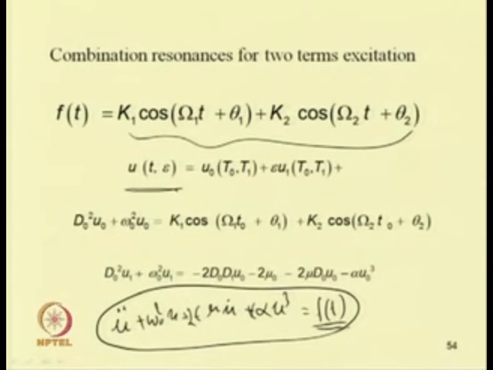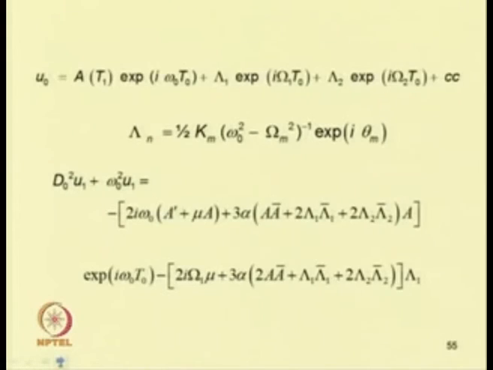In case of weak excitation or hard excitation, one can write the system equation in this form, that is D 0 square u 0 plus omega 0 square u 0 equal to k 1 cos omega 1 T 0 plus theta 1 plus k 2 cos omega 2 T 0 plus theta 2. In this case, in contrast to the single degree of freedom system, one can get a number of resonance conditions.